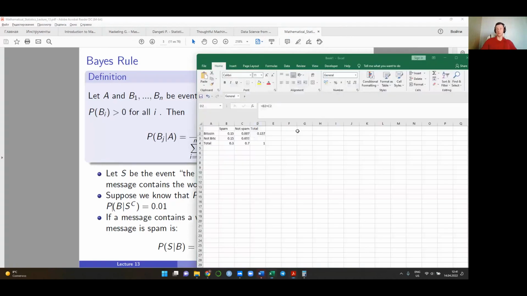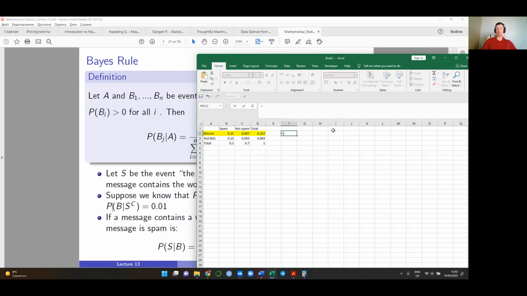So that's the total probability to receive a message with the Bitcoin word. And finally, this is the sum of these two probabilities. So now I receive a message, and this message has a Bitcoin. So I'm here, in this line. And out of this line, I must calculate what is the fraction of this spam and Bitcoin out of the overall number of Bitcoin messages.